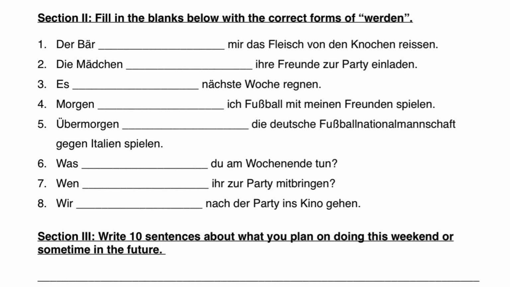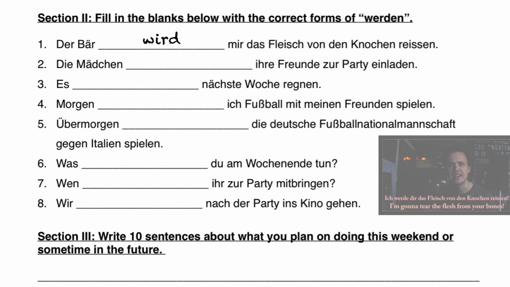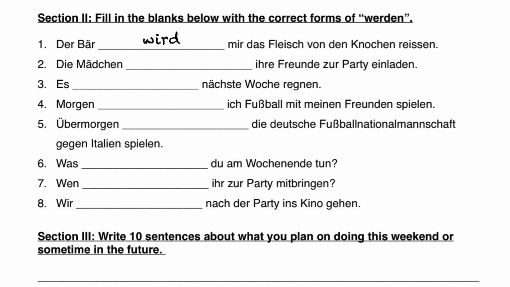First one here says, Der Bär something mir das Fleisch von den Knochen reißen. This one I actually stole a sentence from a Halloween video from Get Germanized, but I thought it fit really well here. So, first off, der Bär is the subject of this sentence, which means that we need the er/sie/es form of werden, which is der Bär wird. Der Bär wird mir das Fleisch von den Knochen reißen. The bear will tear the flesh from my bones. That's so sweet.